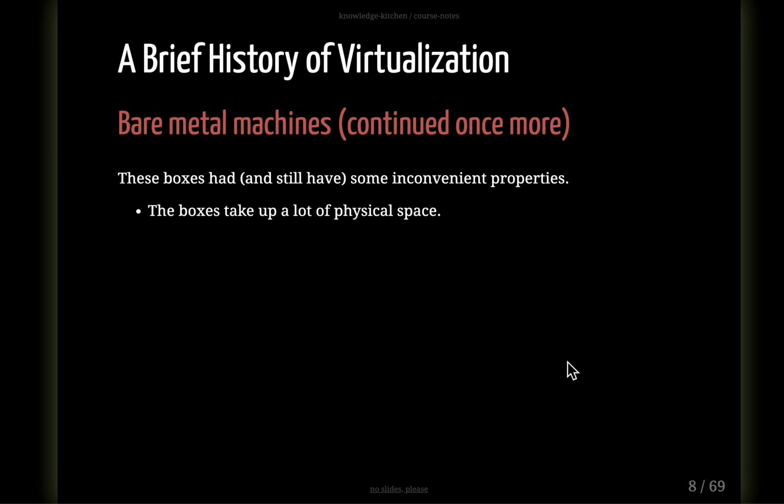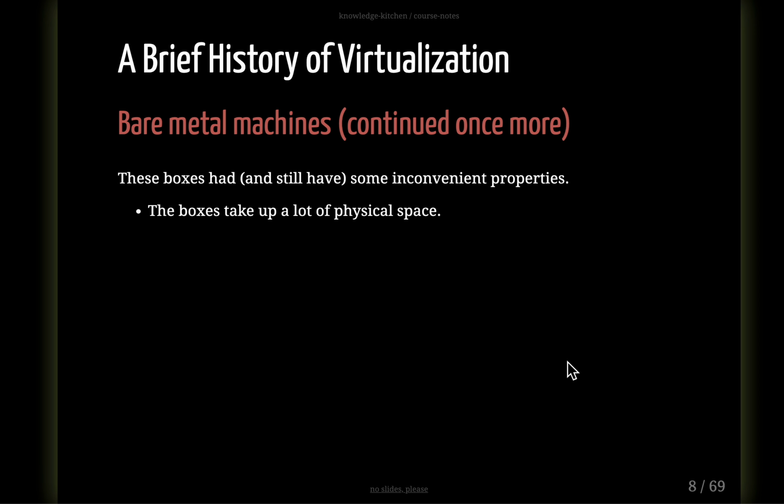So with a bare metal machine, you have ultimate control over the hardware within the limits of what is possible with the machine that you have. And you have ultimate control over the software within the limits of whatever software is compatible with the operating system that you're running on that machine.